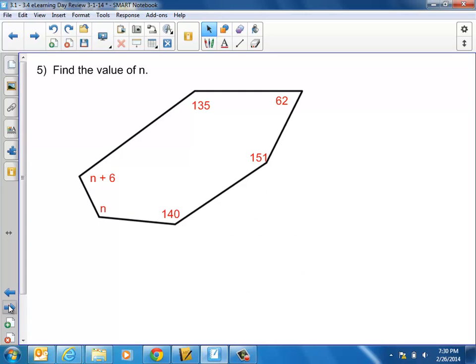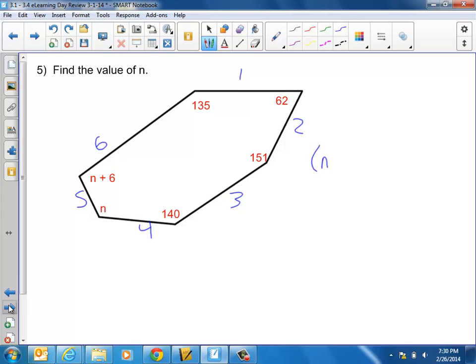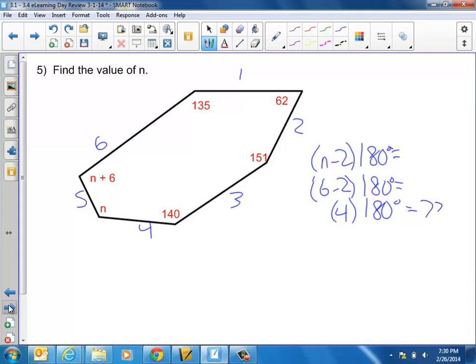In this problem, we don't know the sum of the interior angles right off the bat. But we do know that we have 1, 2, 3, 4, 5, 6 sides. And we know that to find the sum of the angles for any polygon, we can use this expression: n minus 2 times 180 degrees. Plugging in for n, we substitute the 6, the number of sides that we have. So 6 minus 2 times 180 degrees. That's 4 times 180, which comes out to be 720 degrees. All the angles inside have to add up to 720 degrees using this handy dandy expression right there.